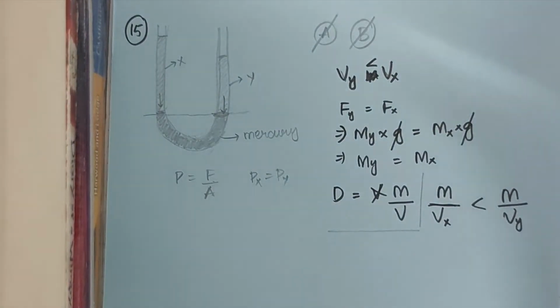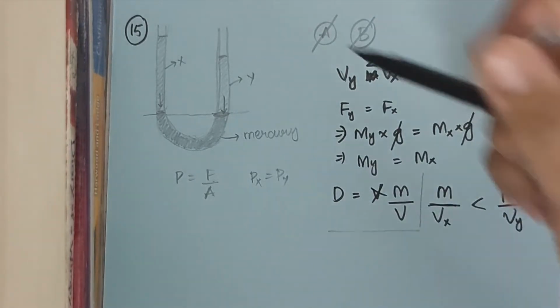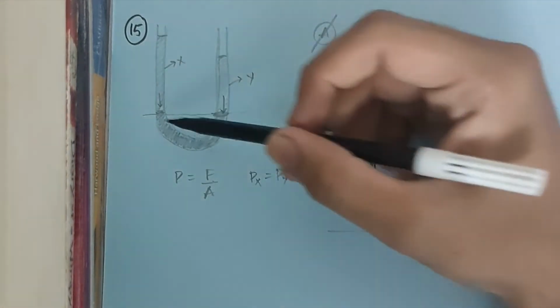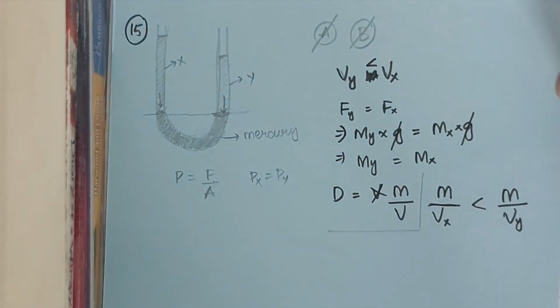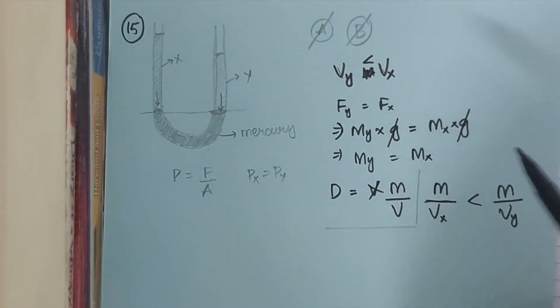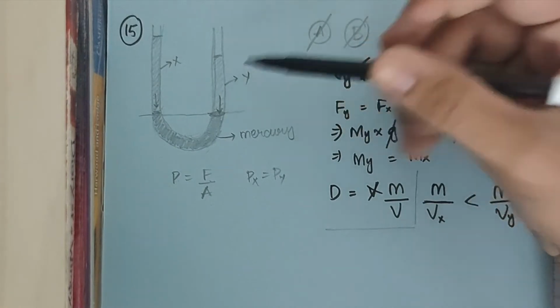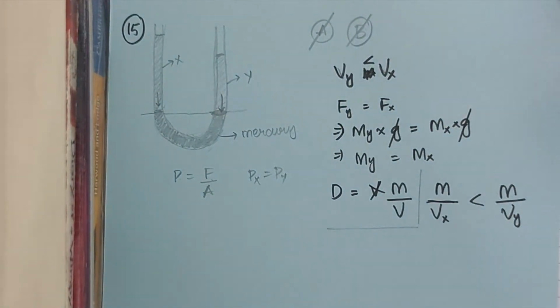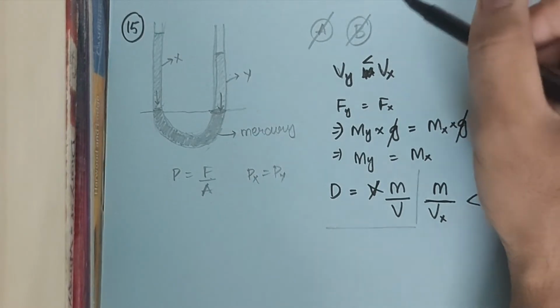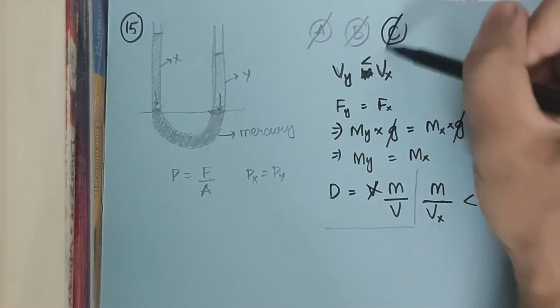This is something which should come to you intuitively the next time you solve these types of questions. The first thing that should come to your mind is that they both apply the same force and therefore they will have the same mass because F equals mg as we see over here. And because they have the same mass, the liquid having the higher volume will always have the lesser density. And this is the reasoning for that. So therefore option C is wrong and option D is correct.